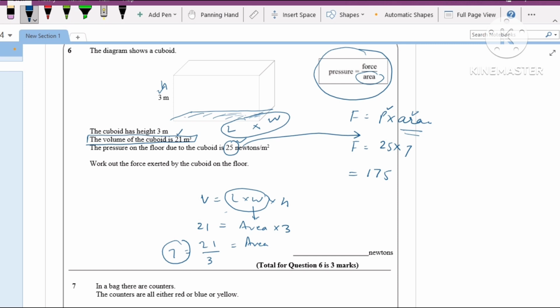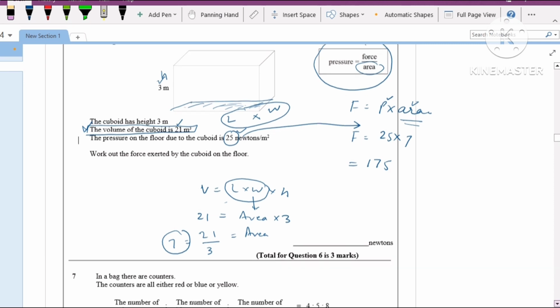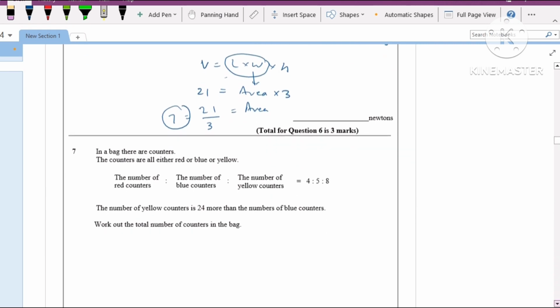So this is the clue. The values which are given, you have to write in the formula. The solution will be there waiting for you. So don't worry about the questions, just write the values and solve.